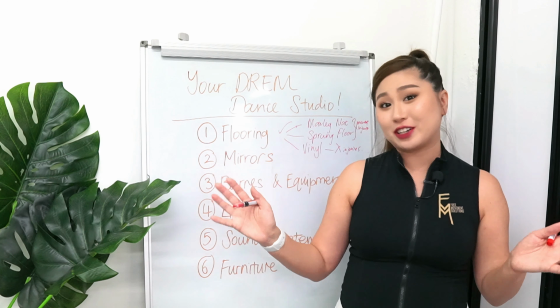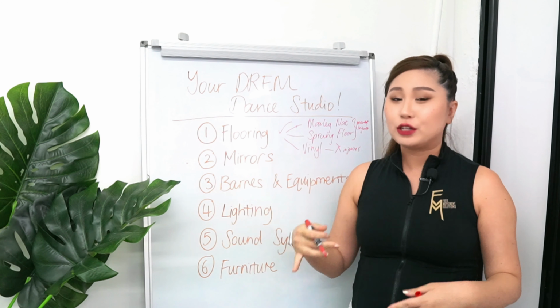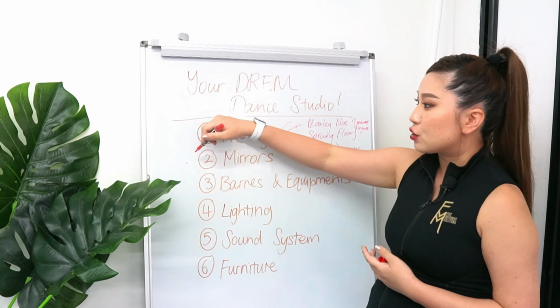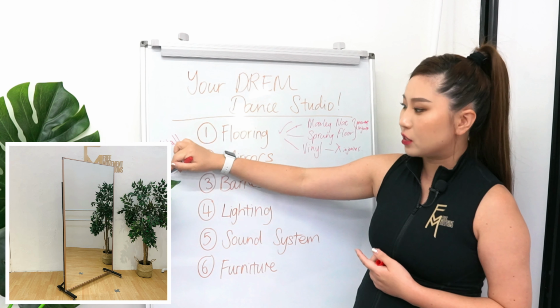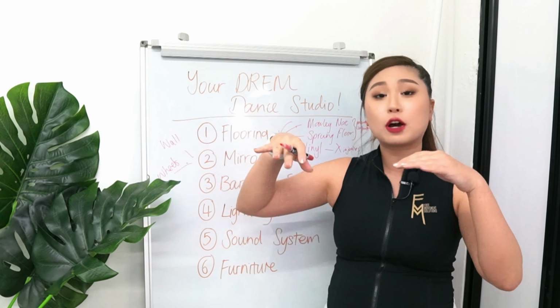The next thing you're going to have to consider would be mirrors. Over here, you're going to have a few different types of mirrors you can consider. So you have the wall mirrors and you have mirrors on wheels. So 2 types to consider, mirror on the walls or mirror on wheels.